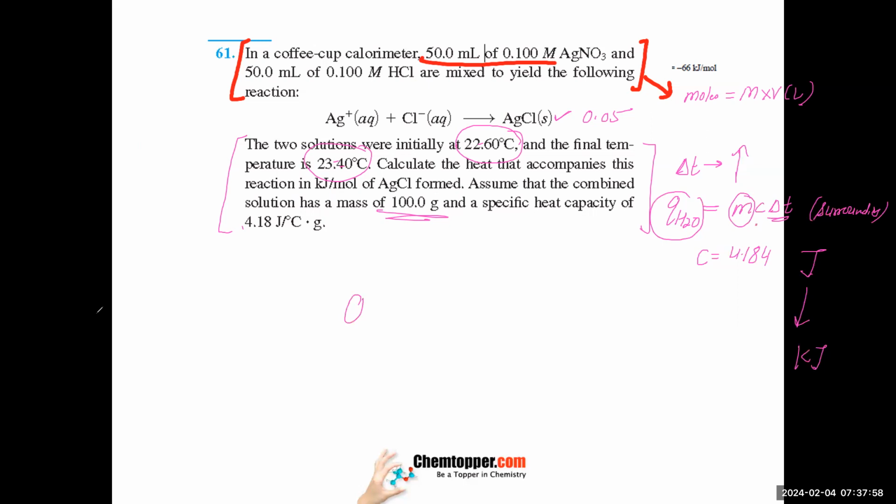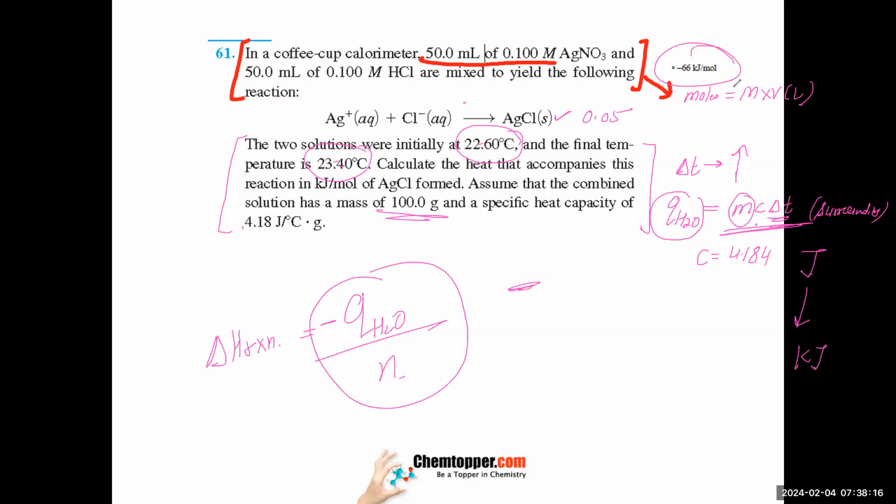Then you are using the equation that delta H of the reaction is minus Q of the water over N. Because water is gaining, so reaction is losing. So your delta H of the reaction will have a negative value, negative 66 or 67, which we calculated. Negative means reaction is exothermic.